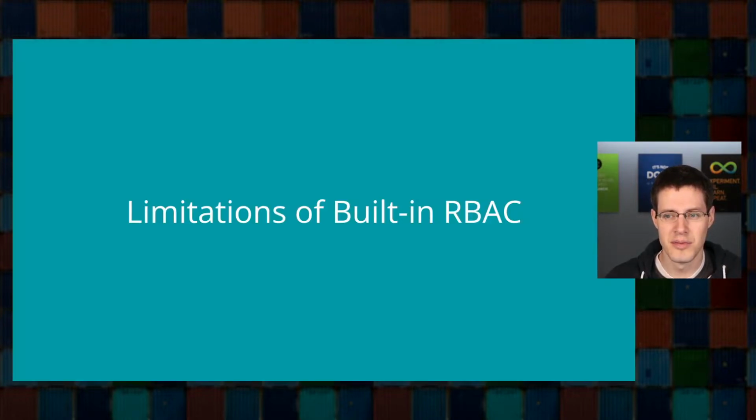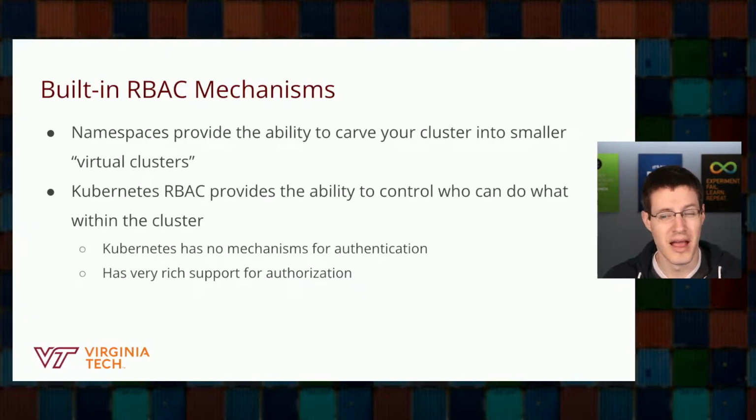So, limitations of the built-in RBAC. As a reminder, Kubernetes has quite a bit of support for role-based access control to control who can do what within the cluster, and namespaces are a pivotal part of that. It allows us to carve up our cluster into smaller virtual clusters, and the RBAC mechanisms give us the ability to control who can do what within the cluster. We can say you can do specific things within this namespace, but you can't do anything within another namespace, for example.